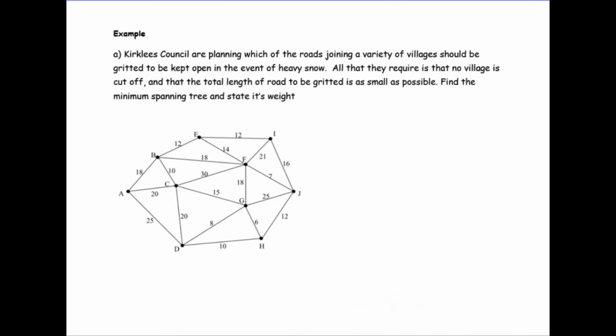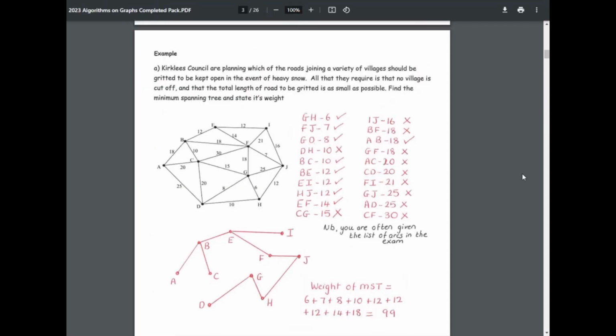Okay. So here's what you should have got. So you have to put these in order, and then you have to add them on here, checking for cycles. So you should get a total weight of 99. It would look something like this. I'm not going to go through it. Okay.